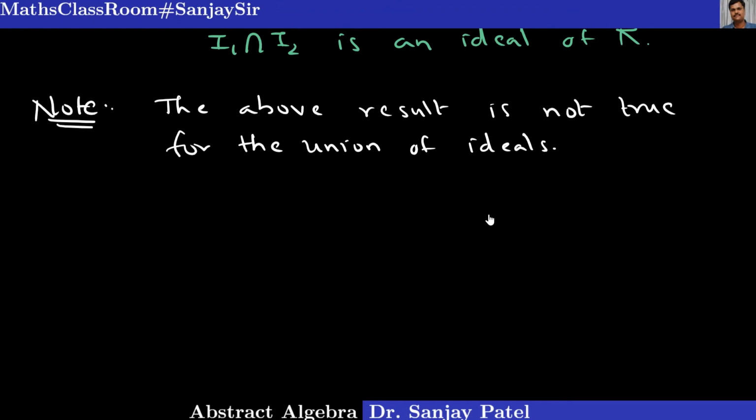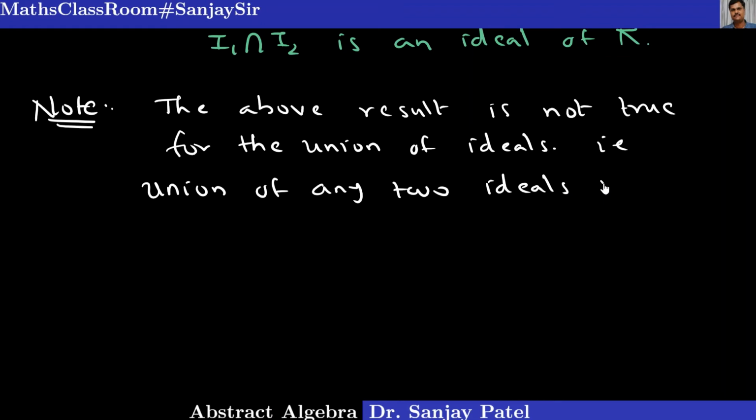That is, if you have two ideals, then their union need not be an ideal. That is, the union of any two ideals need not be an ideal. Okay. So whenever you say something is not true, you have to give some proper example, a counterexample.